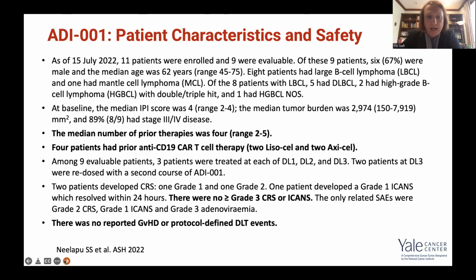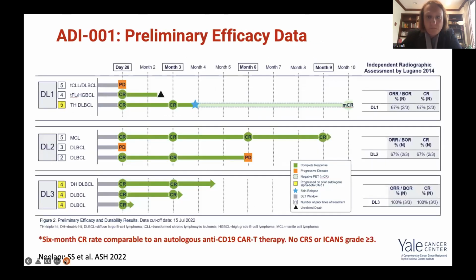So the median number of therapies was 4, range 2 to 5. They were heavily pretreated, and 4 of the 9 evaluable patients had received prior anti-CD19 CAR T cell therapy. It was very well tolerated. There was no reported graft versus host disease, and there were no grade 3 cytokine release syndrome or neurologic toxicity. And this is their preliminary efficacy data.